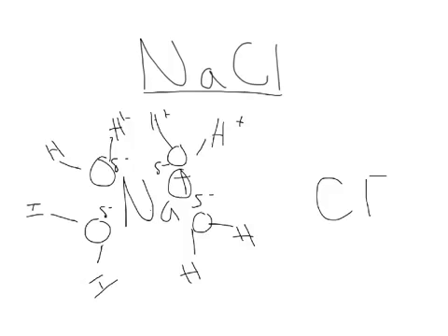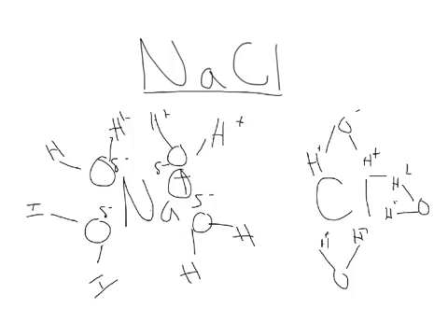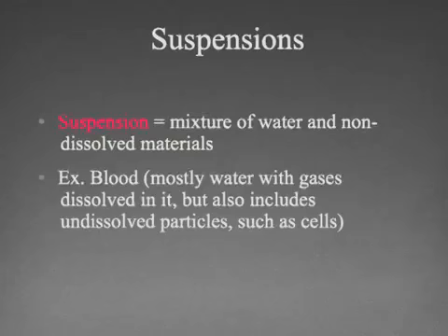Similarly, on the right side, I get a sphere of hydration, only this time the slightly positive hydrogens are pointed in towards the negative chlorine. Again, the polarity of water is allowing it to dissolve ionic substances. So finally, that was solutions.